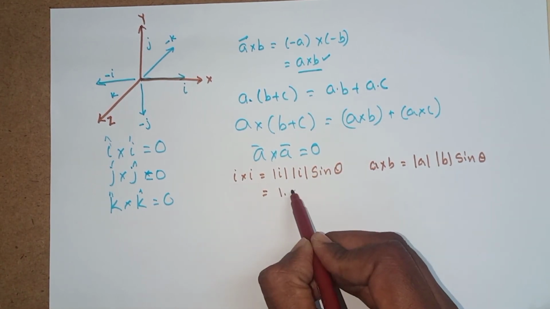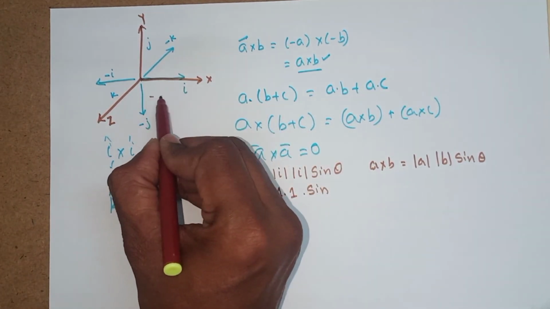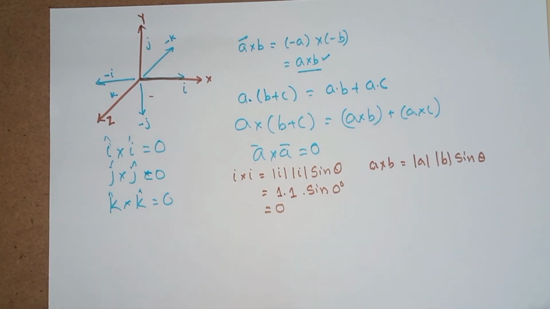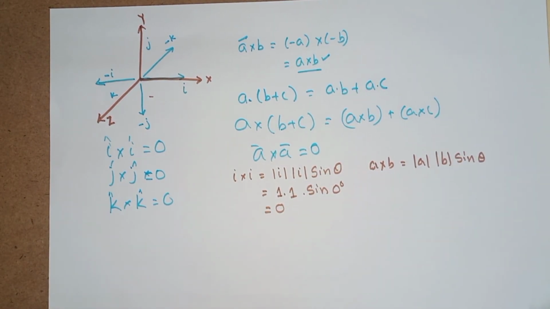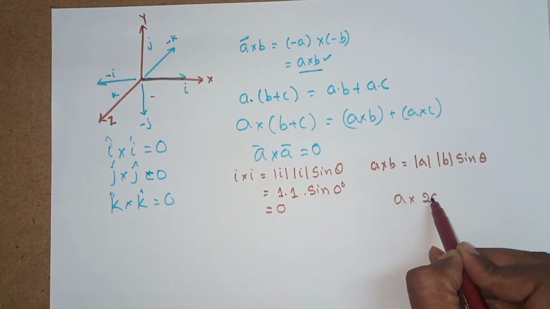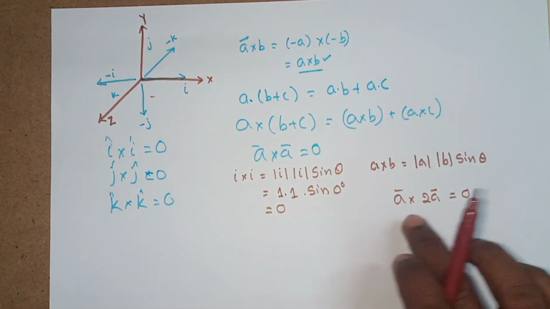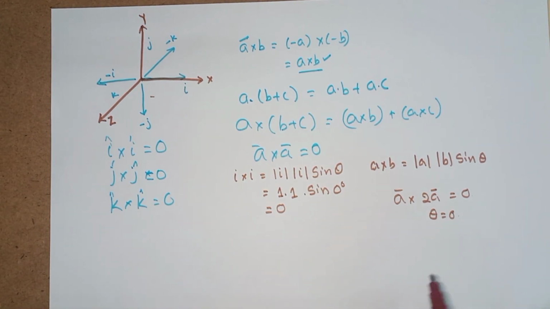One and one. What is the angle between i vector and another i vector? Obviously it is 0 degrees. Sin 0 is 0. That is, vector A and another vector A have the same direction. Even if it is A cross 2A, it is again 0, because the angle between them is 0. When theta is 0, obviously sin 0 becomes 0. That's the reason i cross i, j cross j, k cross k is equal to 0.